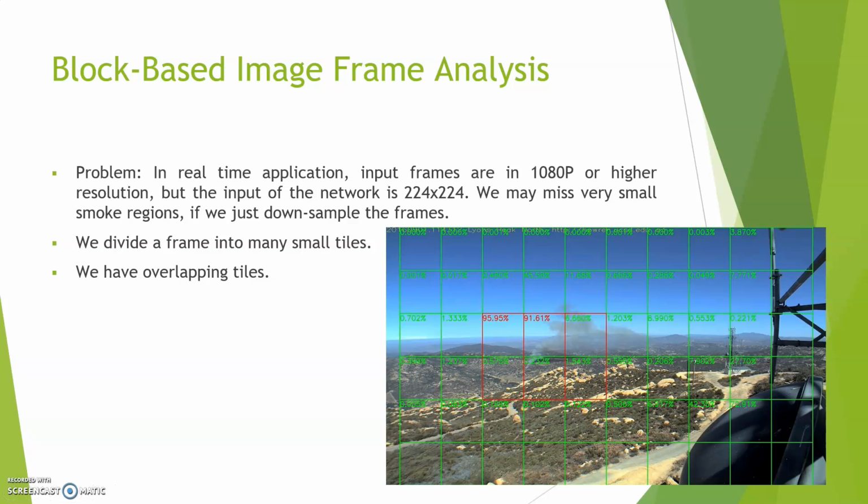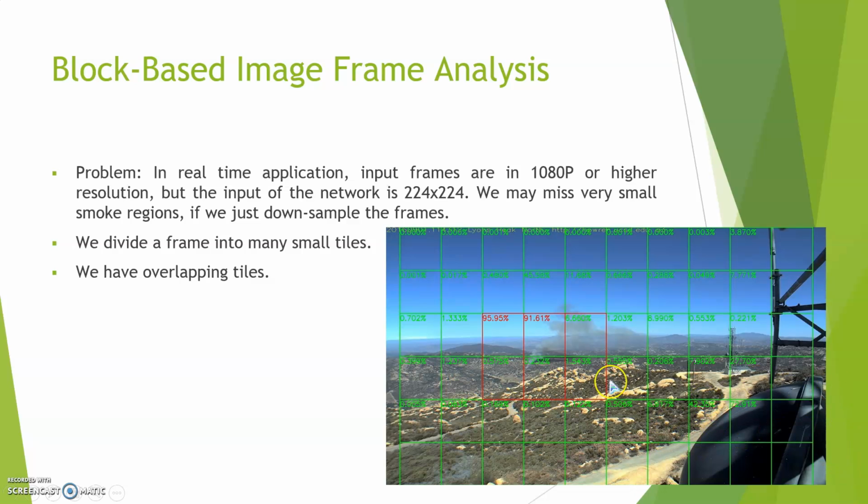Next topic is block-based image frame analysis. Nowadays, surveillance cameras are in very high resolution, but our network has the input 224 by 224. If we just downsample the high resolution frames into this small resolution, then we will find that the small smoke region will be totally invisible. So this is not a good choice. How do we overcome this problem?